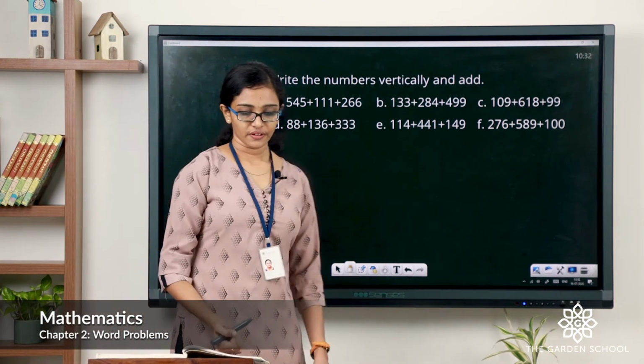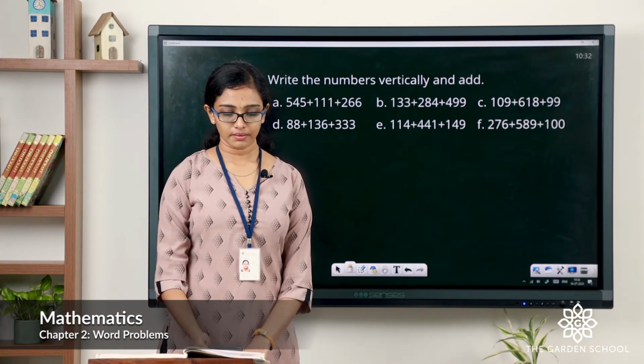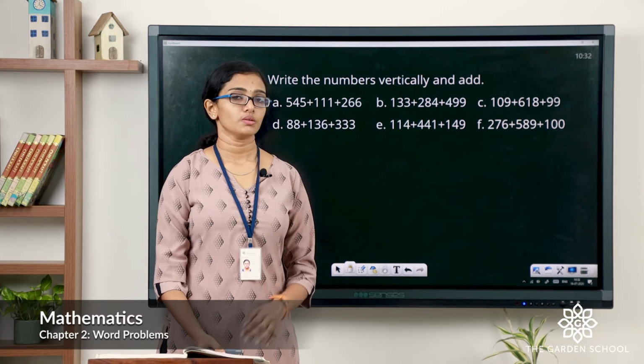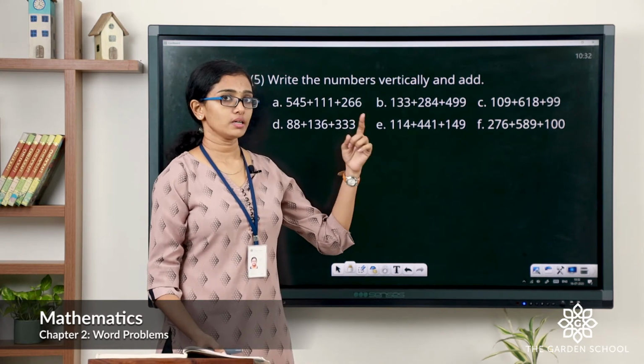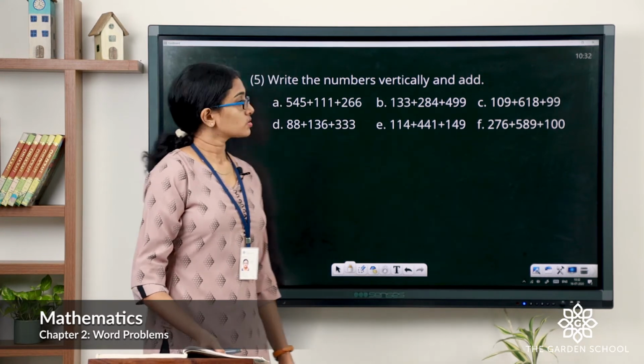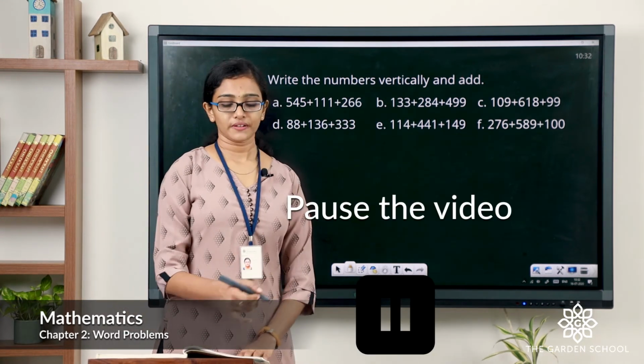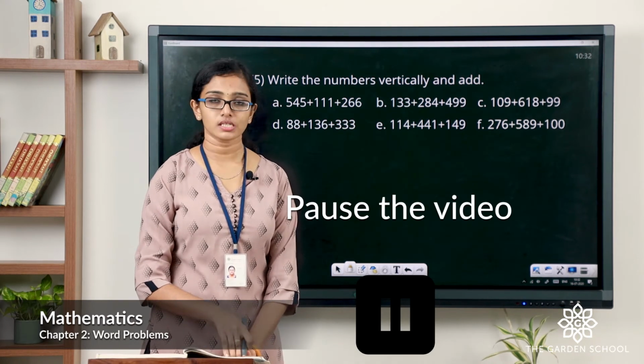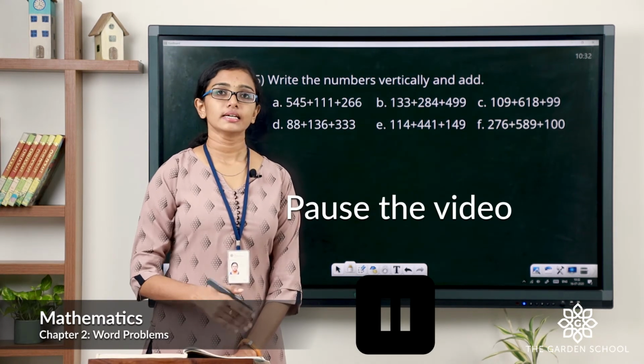Now, let's see the fifth question. Write the numbers vertically and add. Vertically means what? You are writing one number after the other column-wise, right? So, these are the questions. You can pause the video. We can finish the sum for all the questions and come back.